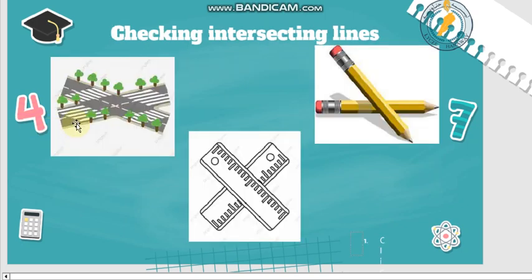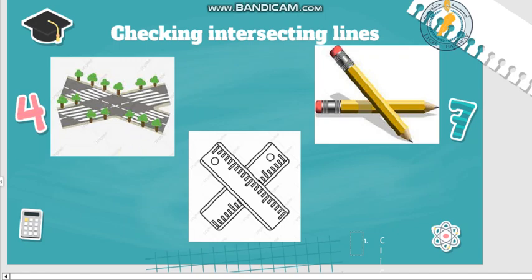We have in this picture some examples of intersecting lines. Here we have two roads that intersect with each other. We have two rulers intersecting with each other. Also, we have two pencils that intersect with each other. This is concerning the intersecting lines.